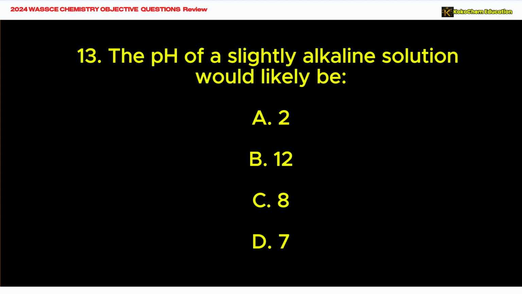13. The pH of a slightly alkaline solution would likely be A. 2, B. 12, C. 8, D. 7.